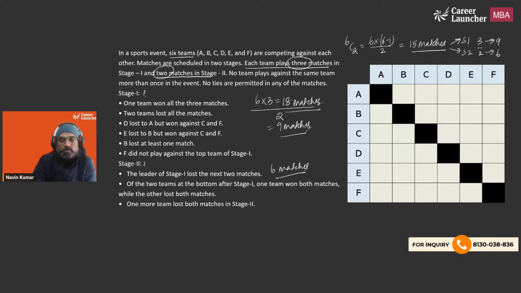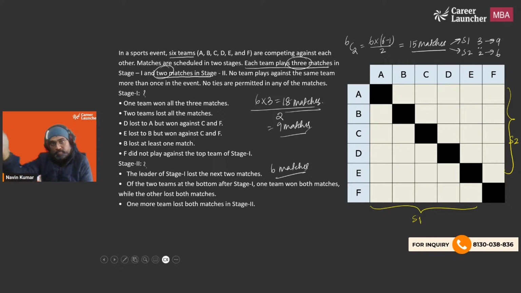So what we will do now is use only one matrix to denote both these stages. I'm going to call this stage 1 and this stage 2. Any match that is going to be played in stage 2 will be written in the upper triangle. Any match that is going to be played in stage 1 will be written in the lower triangle. Also, if a particular match has happened in the first stage, say the match between A and C, it will not happen in stage 2, because each pair of teams plays only once. They are either playing in stage 1 or in stage 2, not in both stages.